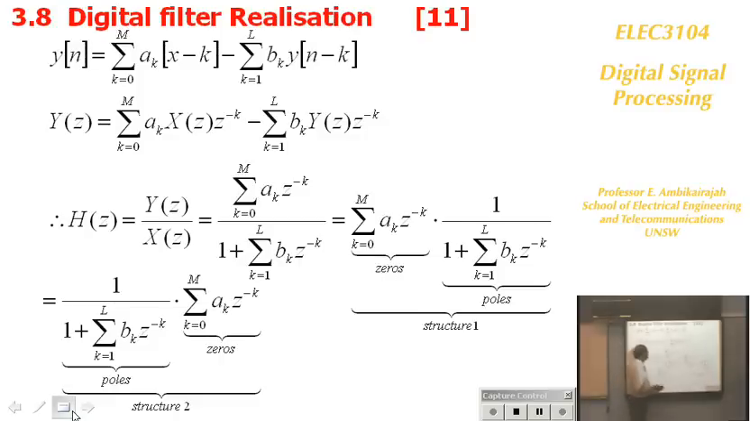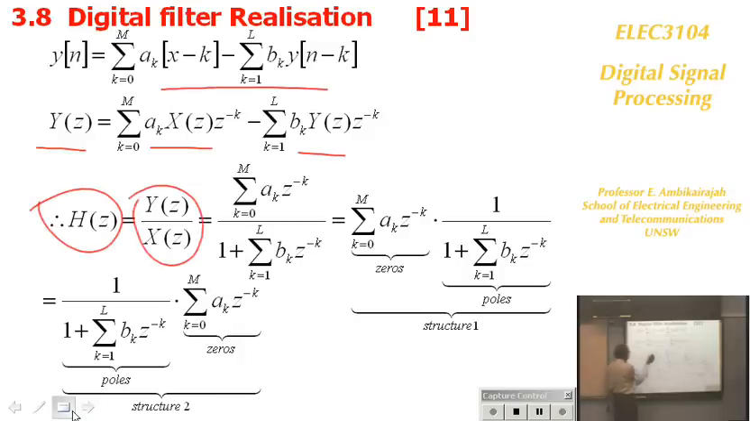Now we look at digital filter realization. The filters can be realized. We have already looked at this before, but we go into a bit more detail. This is our filter. If you take the Z transform, y(z) equals a_k x(z) z^-k, the transform of that and that. If you then combine them and make the transfer function, which is Y(z) over X(z), you bring this to one side and it becomes a_k z^-k and 1 plus b_k z^-k.